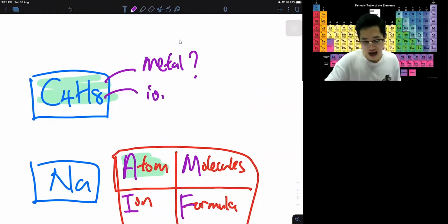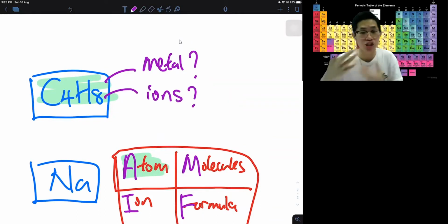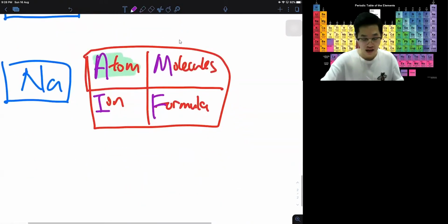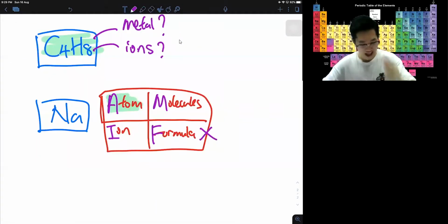Can you write the ions out with their charge? Cannot, right? Then it cannot be a formula. A formula must have ions, must have charge. Okay, I'm going to test you with this one. See how good you are.